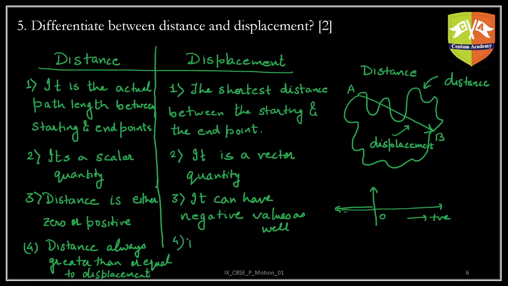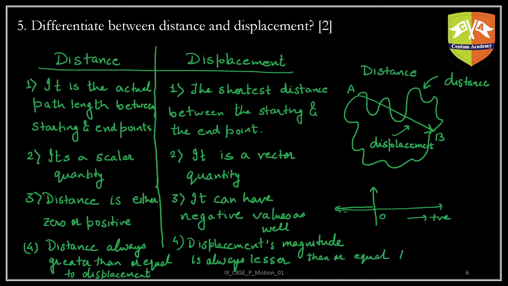On the other hand, displacement's magnitude, you can say, because it is a vector quantity. So hence you can't say displacement is here also. You can say equal to the magnitude of displacement. So displacement's magnitude is always lesser than or equal to distance between two points. The two points have to be the same. Distance between two points. Okay, start and end point.